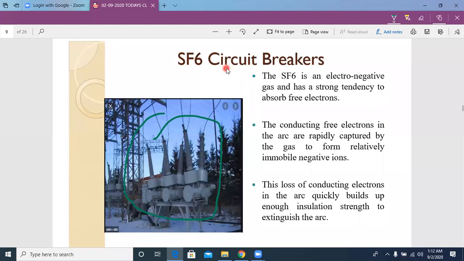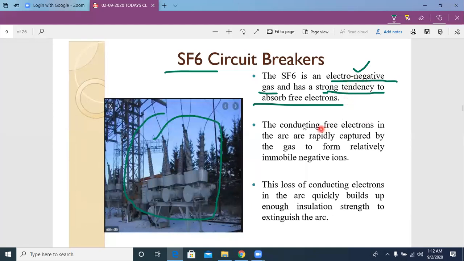SF6 is nothing but sulfur hexafluoride circuit breakers, and SF6 is an electronegative gas. That's why it has good dielectric strength compared to air. Electronegative gas means it has a strong tendency to absorb free electrons. So this particular gas absorbs the free electrons, and that's why we call it an electronegative gas.